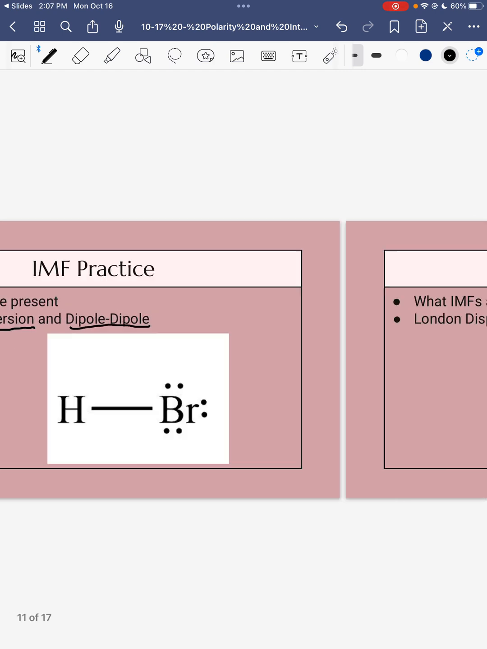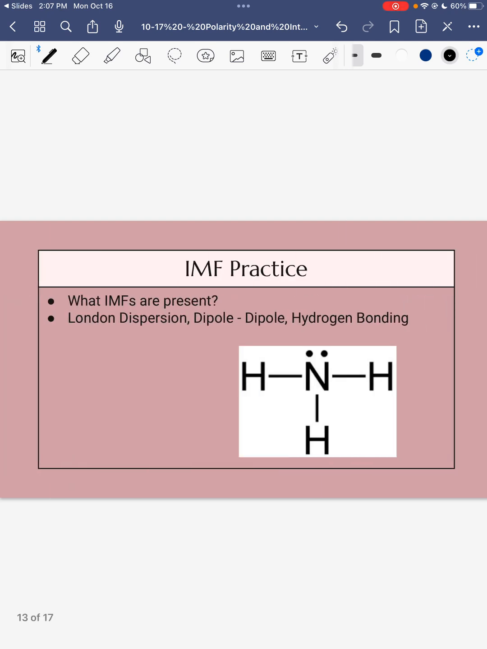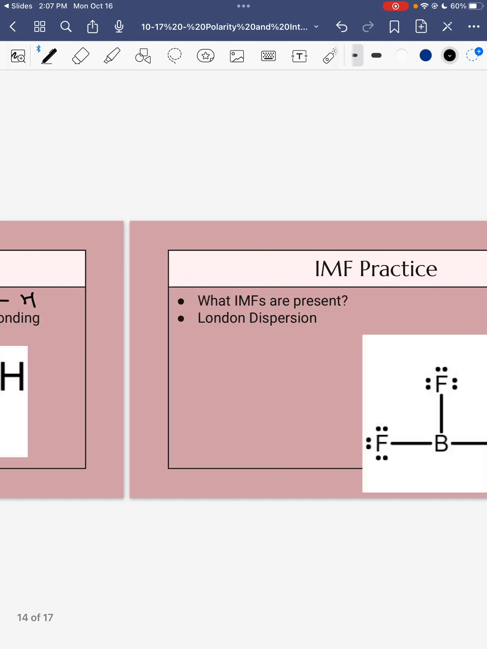In this next problem, we've got hydrogen attracted to hydrogen. This is a non-polar molecule, and non-polar molecules only have London dispersion forces. Next, we've got NH3 or ammonia. In this one, it's obviously going to have London dispersion forces. Because it is a polar molecule, it also will have dipole-dipole forces. And because we have this hydrogen being attracted to this nitrogen, we're also displaying hydrogen bonding because that exists between N, O, or F being bonded to a hydrogen.